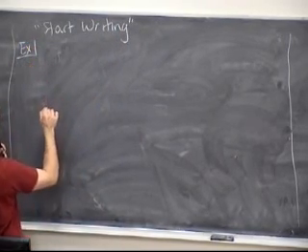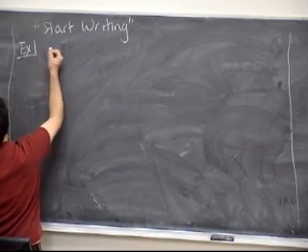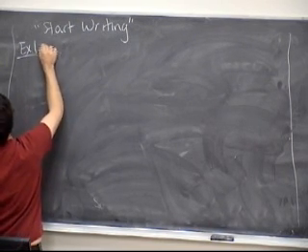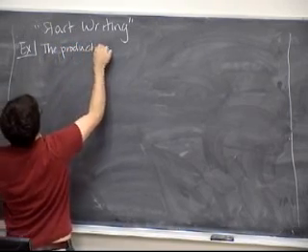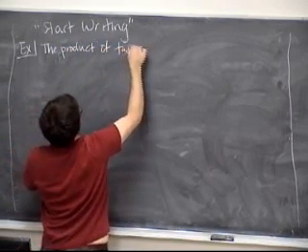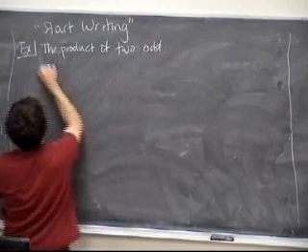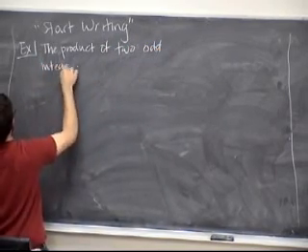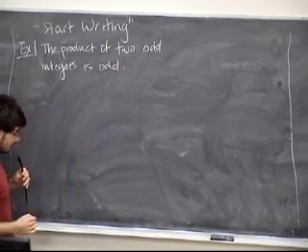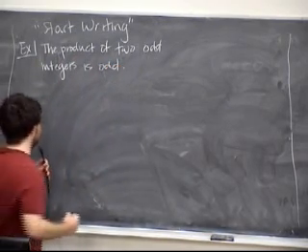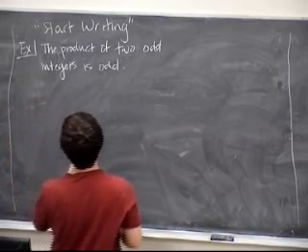So consider the following problem, or the example. In fact, that's really a theorem. The product of two odd integers is odd. Okay, so it's a completely reasonable statement. You've probably seen it before. If you haven't, you're going to learn something today.